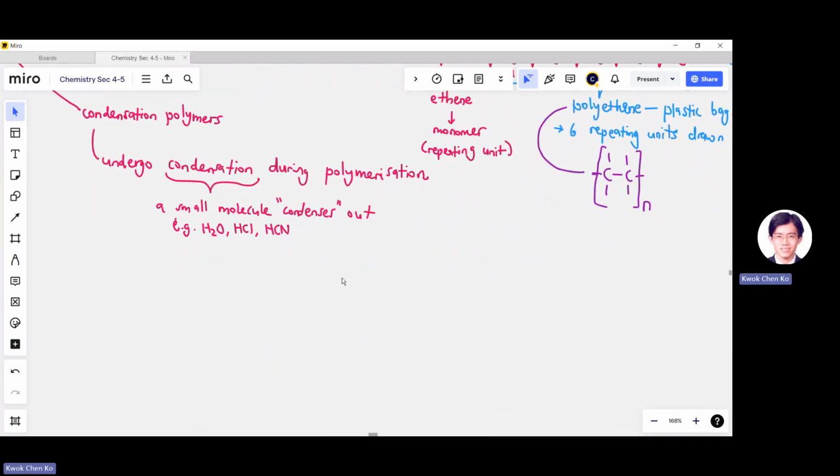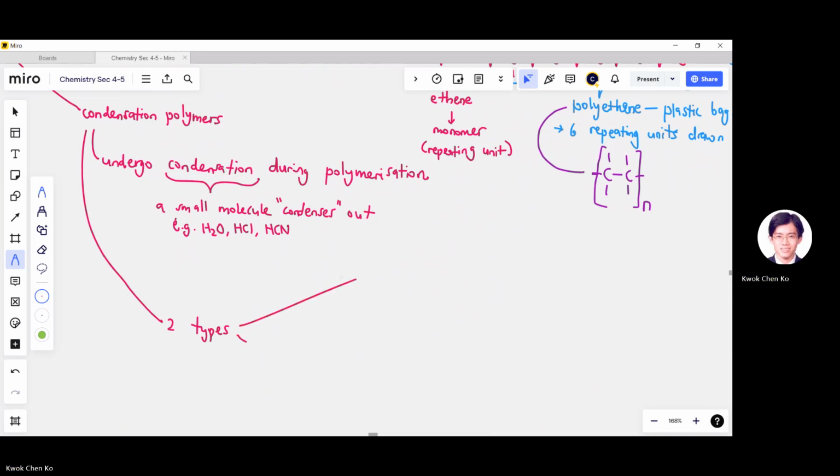But for you, there's one additional complication. There are 2 types. The first one is called polyester. Sounds familiar?